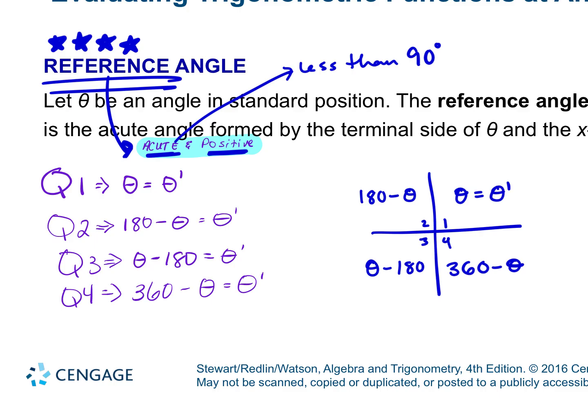But if you happen to use the wrong formula, your answer is not going to be acute and positive. So if you use the wrong formula, your answer will not be both acute and positive. You'll be able to check your answer that way. If you get a number that's bigger than 360, you need to think, did I use the right formula? Or if you get a number that's negative, you need to think, did I use the right formula? So depending on which quadrant you're in, you use a different formula. Your answer has to be acute and positive.